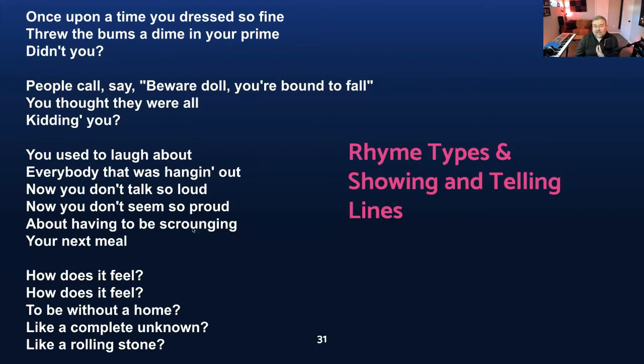Scrounging actually is an assonance rhyme. It's an additive assonance rhyme with the other words. So scrounging rhymes with proud, loud, out, and about as an assonance rhyme.